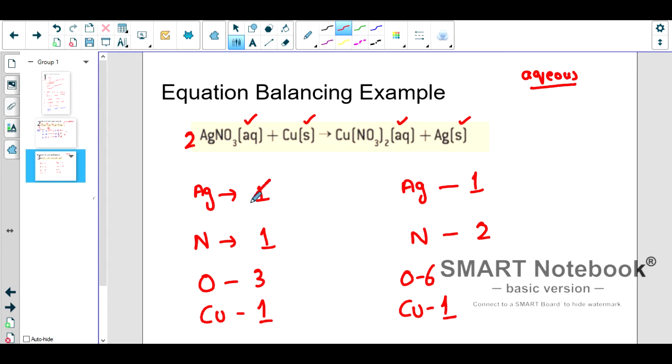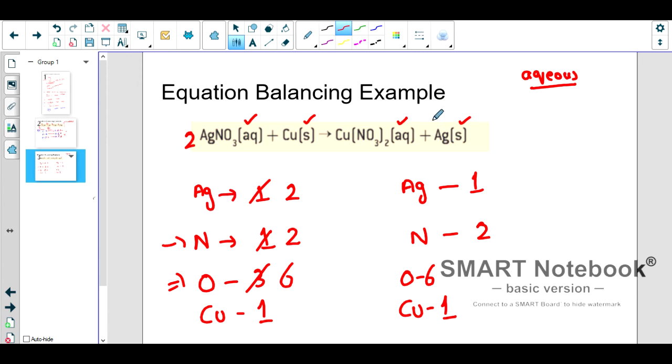So now what happened to Ag? Ag becomes 2 here. Nitrogen also becomes 2. And what about oxygen? 2 3s are 6, so oxygens we will have here is 6. So nitrogen is balanced, oxygen is balanced also. But Ag is disturbed. Ag is 2 here, and Ag here is 1.